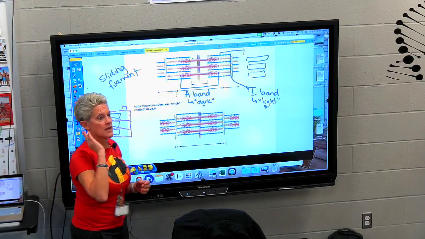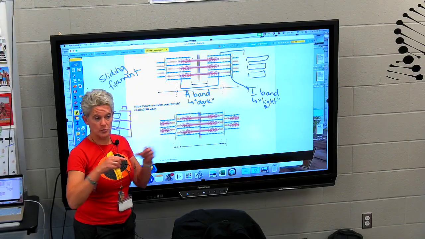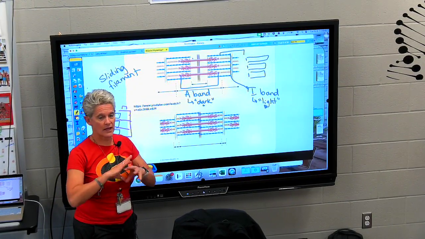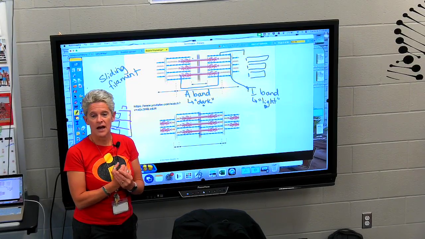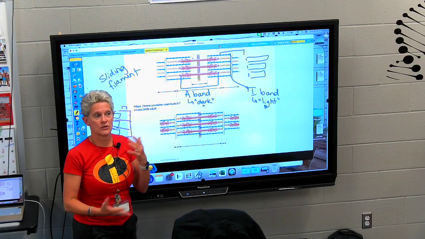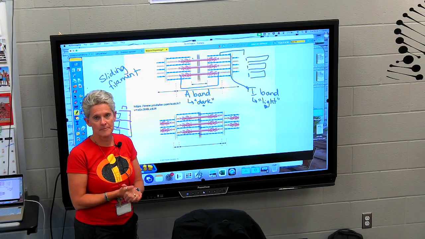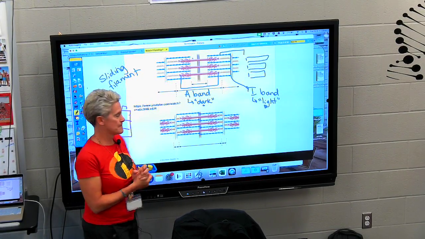You can use my chalk markers to do it. You can use Play-Doh and create actin and myosin, all right, and show that moving. However you want to do this, you're going to work with a partner and diagram or animate the sliding filament. Okay, so that's your job now. Okay, that's all I have.